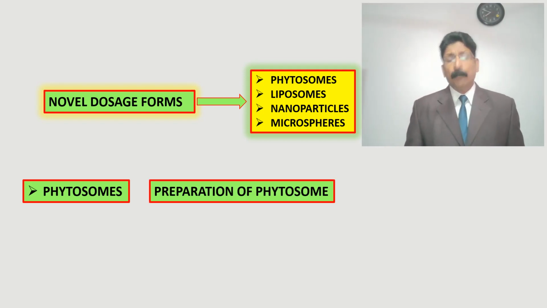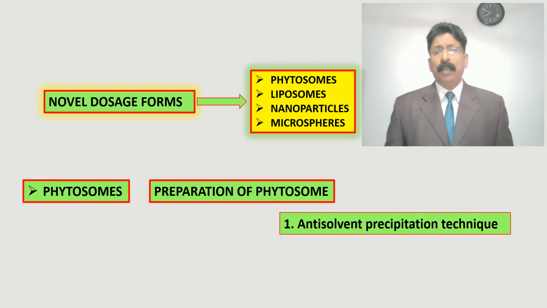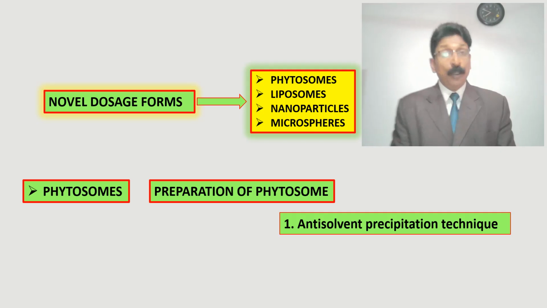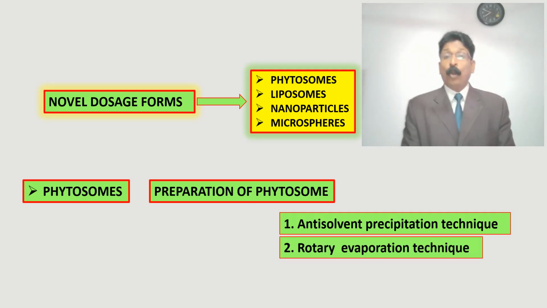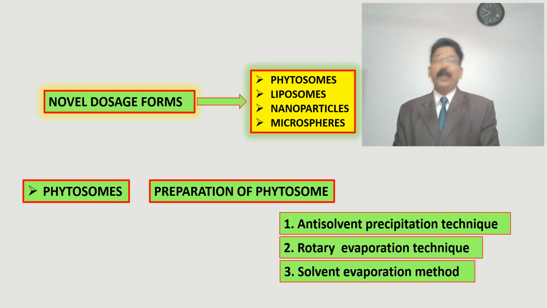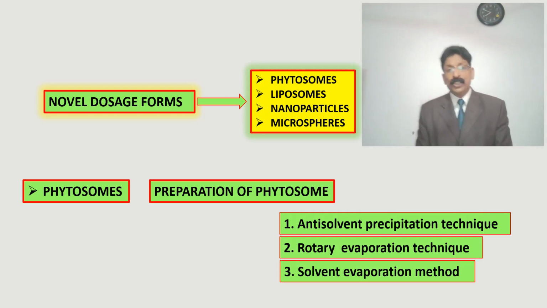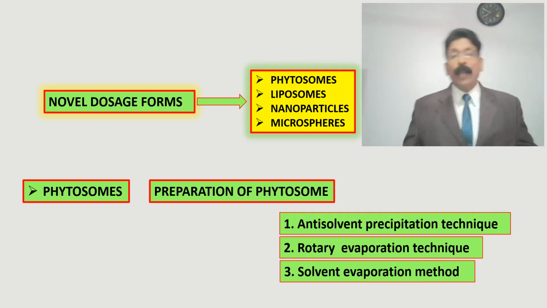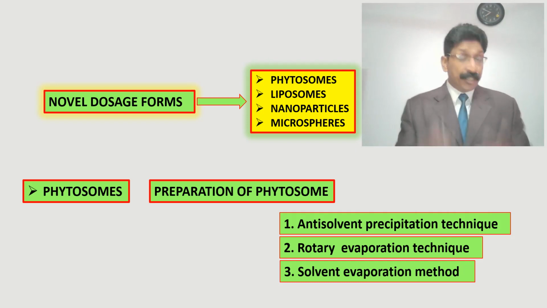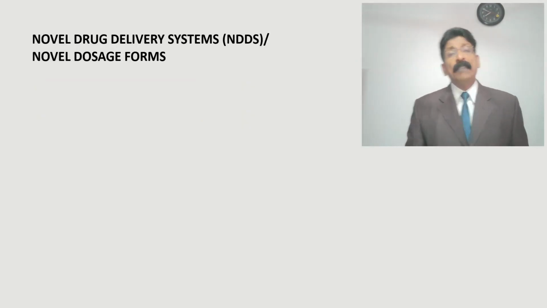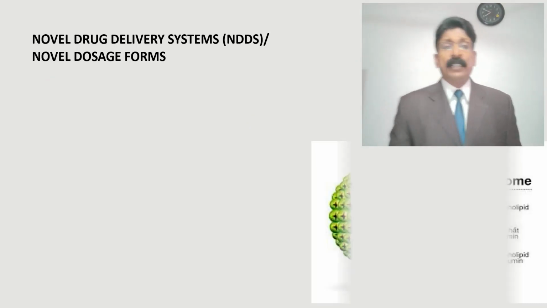Preparation of phytosomes we are going to see now: how to prepare them by the anti-solvent precipitation technique, how rotary evaporation techniques can be applied for preparation of phytosomes, and the solvent evaporation method. So we are going to see 3 methods of preparation of phytosomes, so that it will be easy for you to know how you can prepare a novel dosage form, how you can prepare phytosomes in herbal formulation, and what type of chemicals can be added. Novel drug delivery system, NDDS, novel dosage forms.